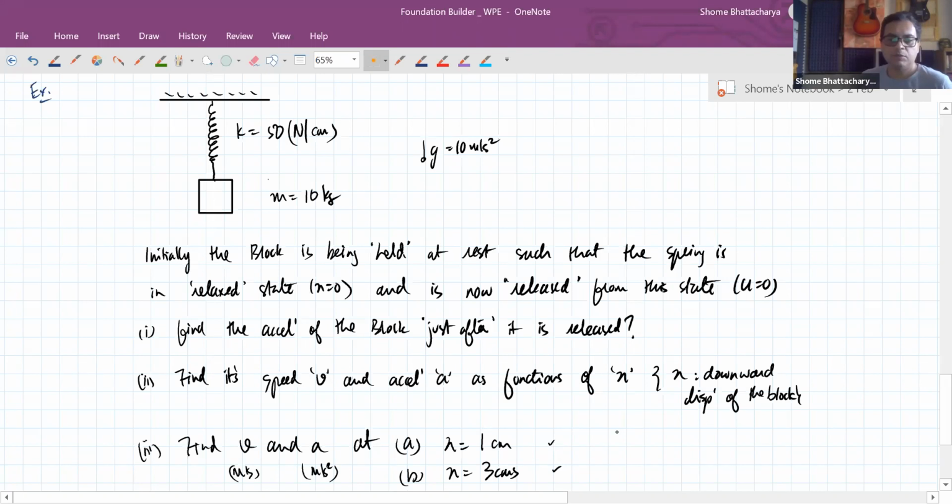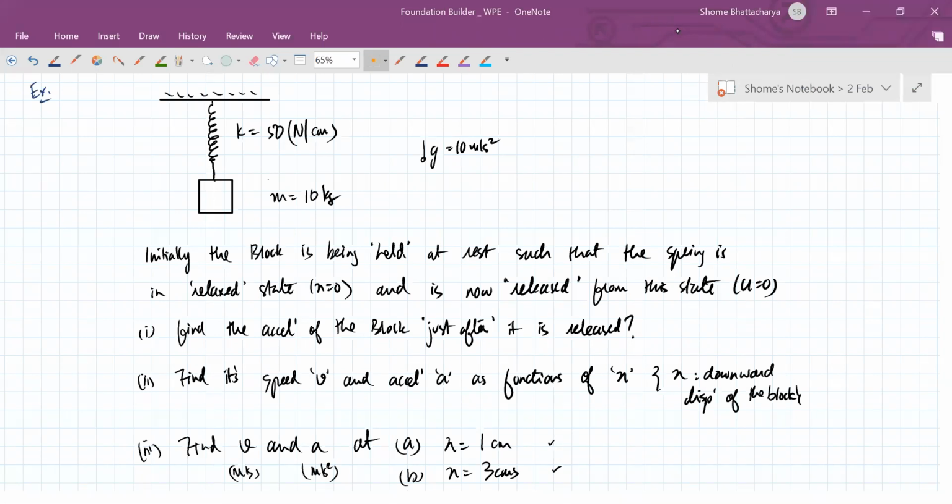So just try this out, people. So again, you can look at applying the work energy theorem to find the speed, whereas to find the acceleration, you can use the free body diagram. So you can use a combination of methods, free body diagram and Newton's second law to find acceleration, whereas work energy theorem to find the speed.